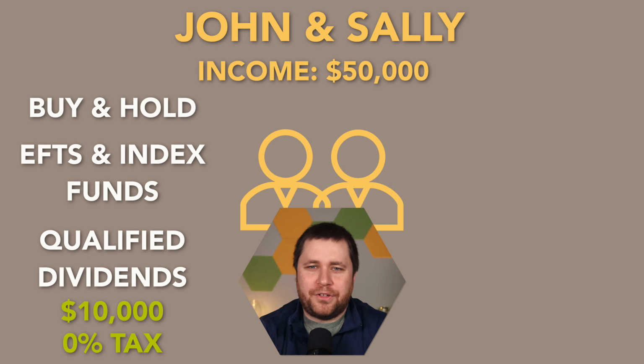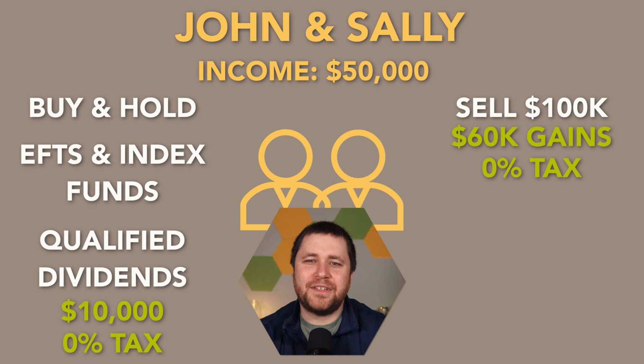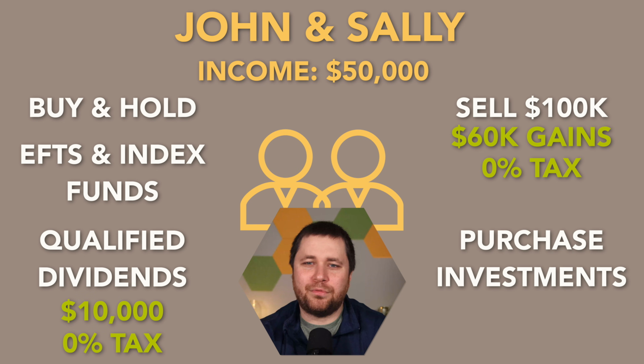And in this year, they notice that their taxable income falls below the 2025 long-term capital gains 0% tax bracket threshold of $96,700. This again is effectively $126,700 with the $30,000 standard deduction for married filing jointly. Taking advantage of this, they sell $100,000 of investments in their taxable brokerage account, realizing $60,000 in long-term capital gains, all of which is taxed at 0%. Since they don't need this money for living expenses, they immediately repurchase the same investments to reset their cost basis.